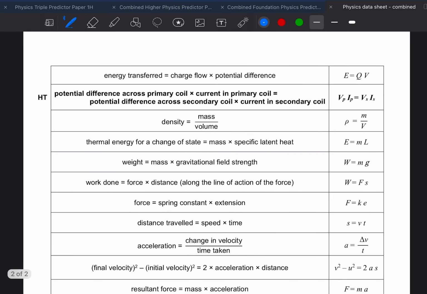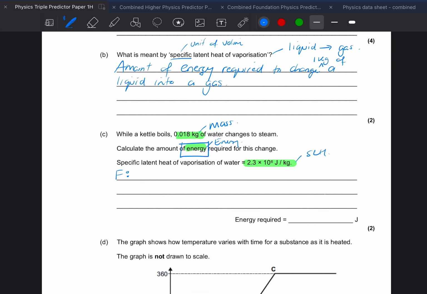Okay, there we go. I missed it. Specific latent heat. Thermal energy. So energy is equal to mass times specific latent heat, which we represent with an L. I'm just going to write L. There we go. Same as that then.